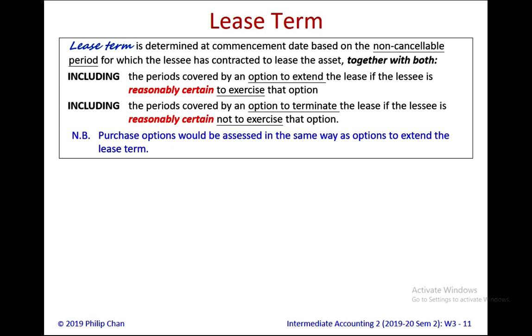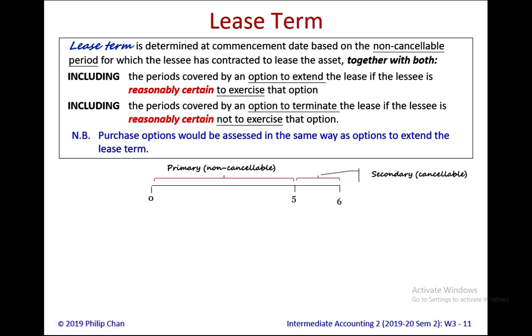So including the periods covered by an option to extend the lease if the lessee is reasonably certain to exercise that option. In other words, lease term has to be determined at the commencement date, and usually there will be a non-cancelable period, and usually we call that primary period. And then there could be a secondary period as well, which would be the period of the option to extend the lease.